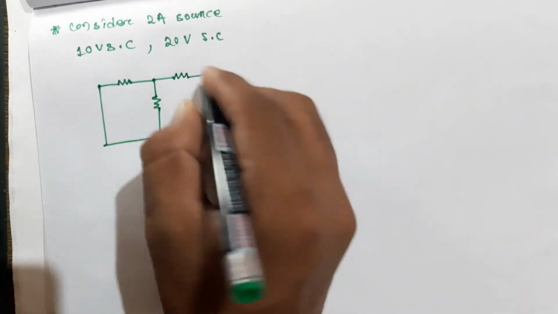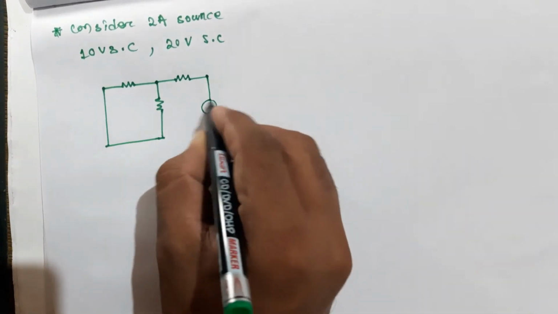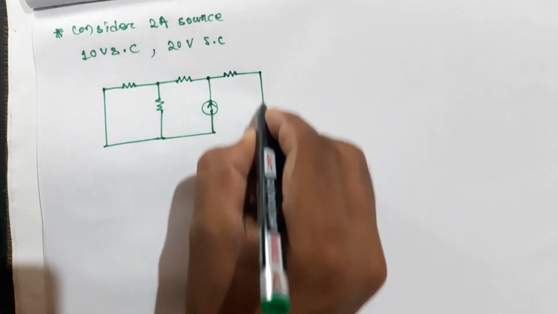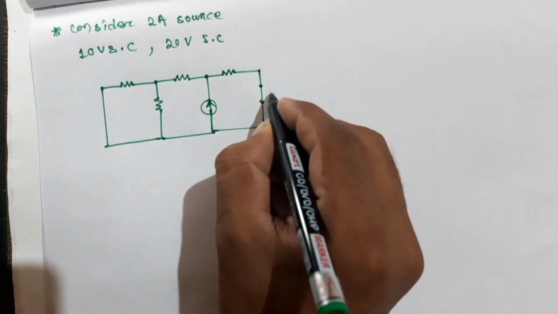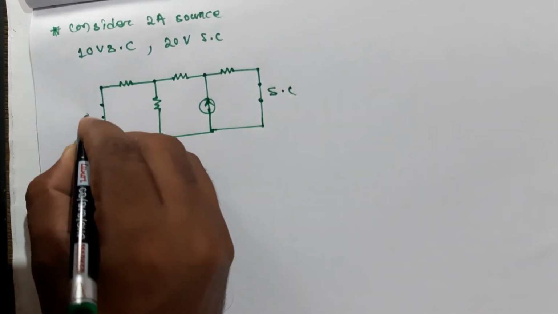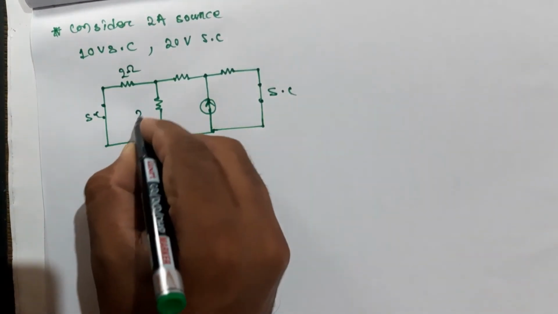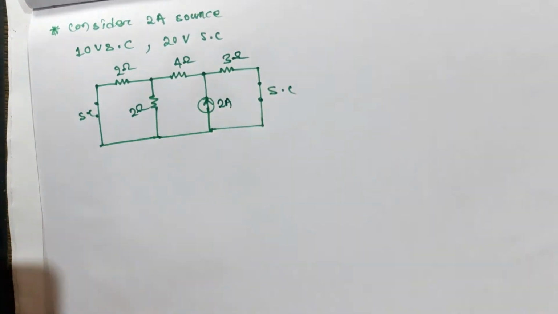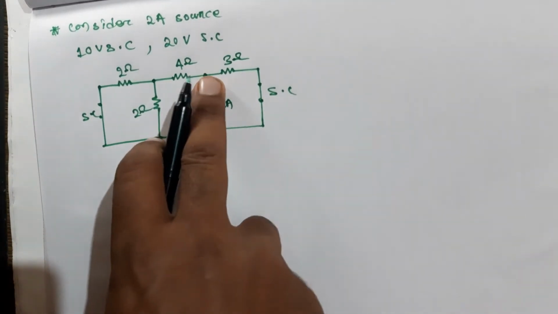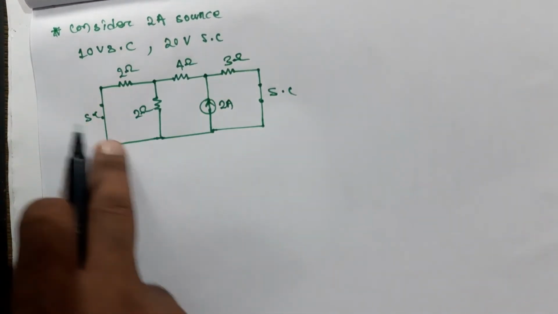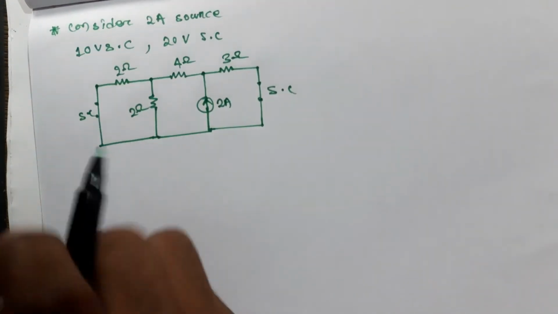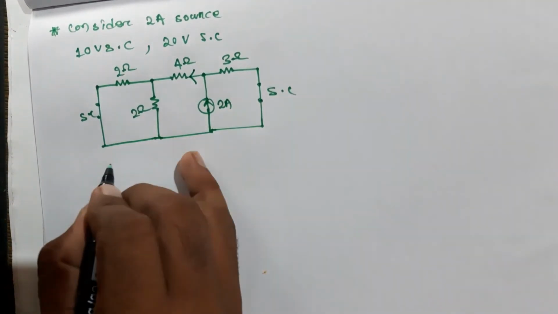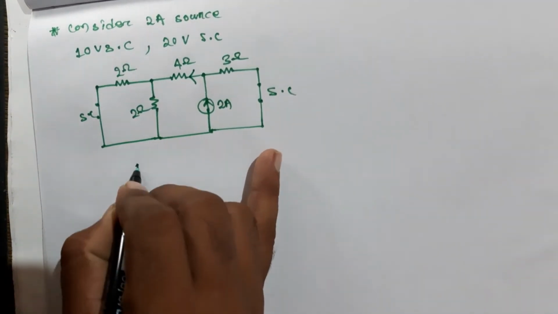This is 4 ohm, this is 2 ampere, and these are short circuited. This is 2 ohm, this is 2 ohm, this is 4 ohm, this is 3 ohm. Here you see the 2 ampere is divided between this 3 ohm and the total of this circuit. Here you can modify the circuit to find the current in the 4 ohm. In the modified circuit, these two are parallel.